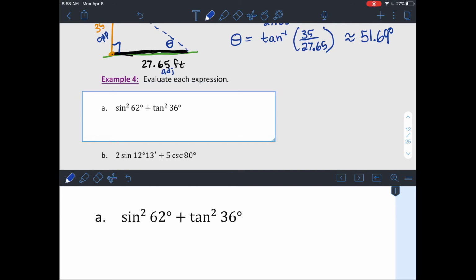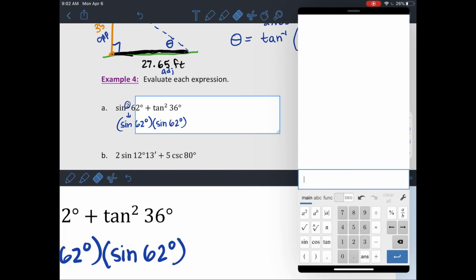Say you want to evaluate something that looks like this: sine squared, 62 degrees. They write it with the squared in the middle to represent sine of 62 times sine of 62, so that you know it's not the 62-degree angle that's being squared, it's the sine function. So you'll have to use lots of parentheses. If you use the regular calculator, you'll have to put parentheses to close your angle measure and parentheses around sine, kind of like I'm typing in here. If you punch those in, you should get approximately 1.3075.